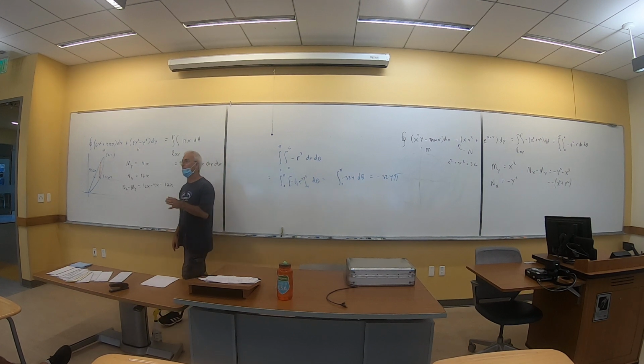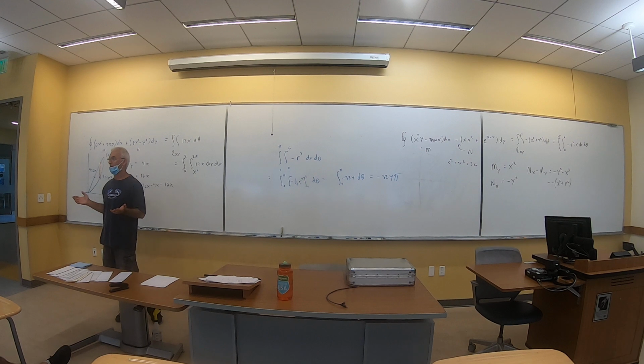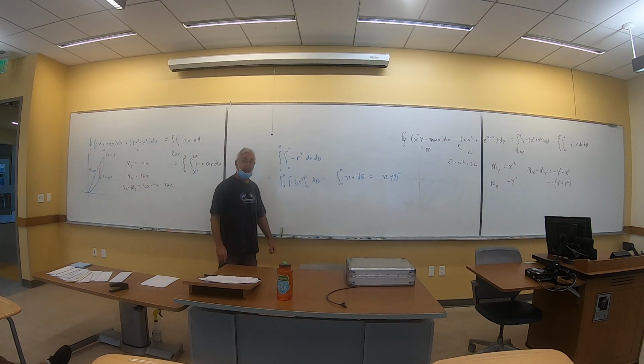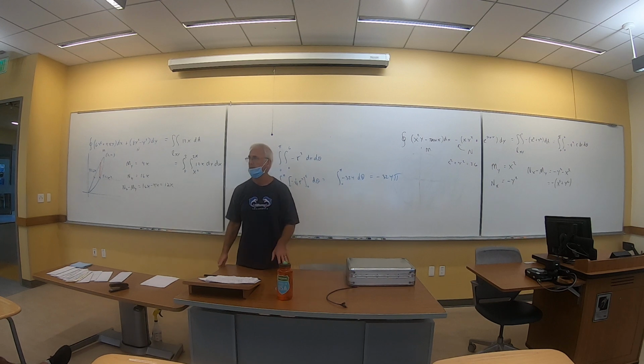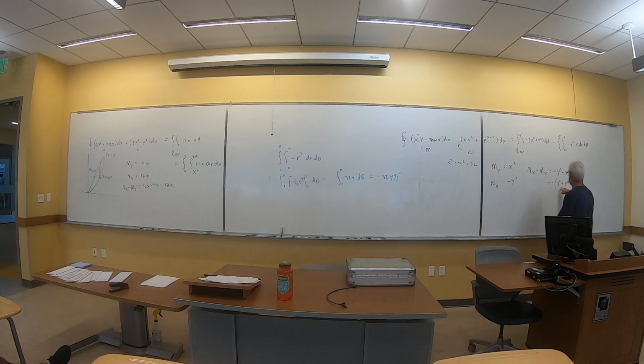If I asked people before class started, what's the work done over that closed loop? What do most people automatically answer without knowing better? Zero. Yeah, most people answer zero because they think that's a good answer. And it can be zero, but it's probably not zero. Now we know when it is zero: zero if it's a conservative force. Was this a conservative force? How do you know it's not a conservative force? Because that's not zero. Oh, okay.